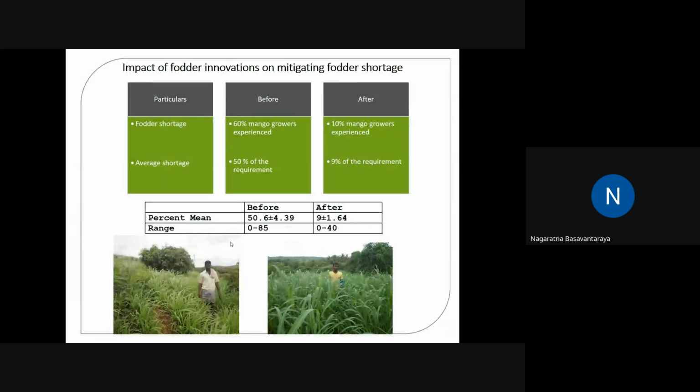So how did this horticulture technology help the farmers to address the fodder shortage? You can see here that before, the farmers were experiencing nearly 50% fodder shortage. After the introduction of the fodder crops, or the introduction of the horticulture technology, it reduced to just 9%. That is the effect the horticulture technology is having.